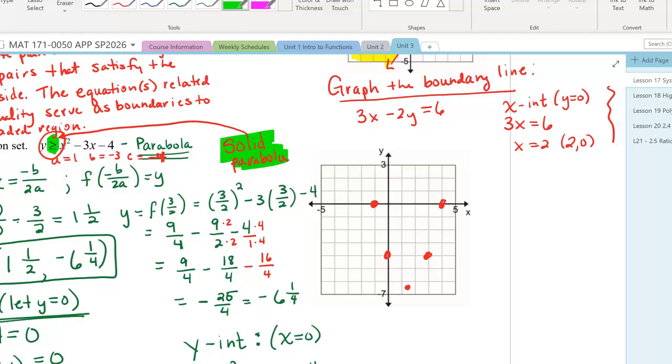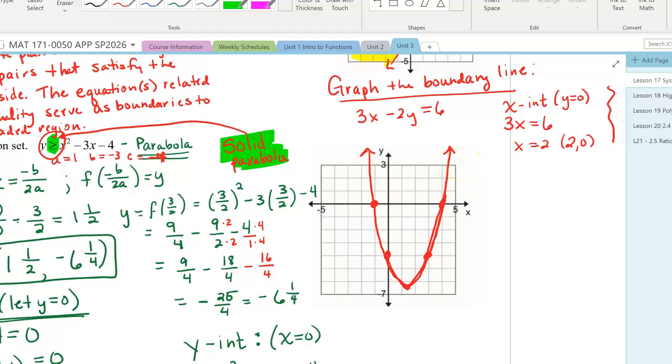All right, so give me a minute here. I'm going to draw this parabola best I can. Now, what this parabola does is divide the coordinate plane into a region that contains points that satisfy this inequality, and a region that contains points that don't satisfy the inequality. So the region is either going to be inside the parabola or outside the parabola.